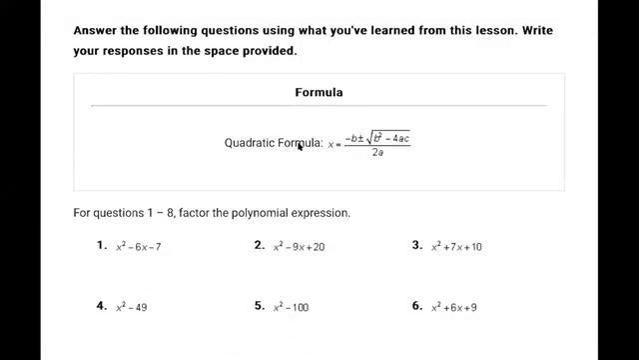For factoring the polynomial expression, we worked on a lot of different ways to factor, but the two main ways I always think of are the p plus q version and completing the square. So we'll try to do a couple of each of those and work through how to do this.